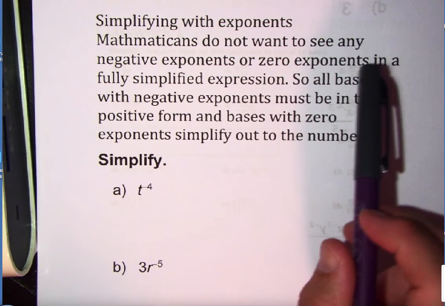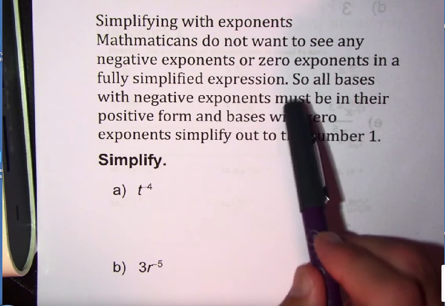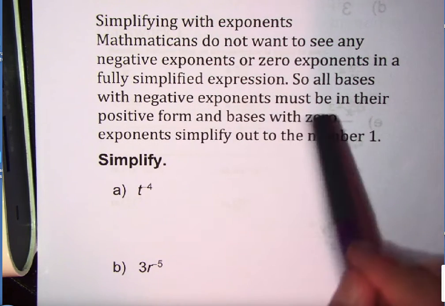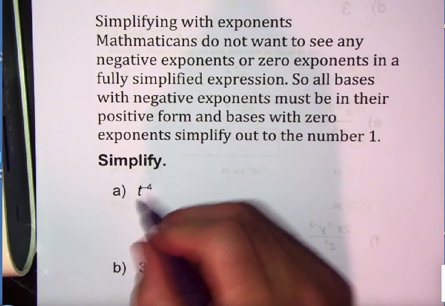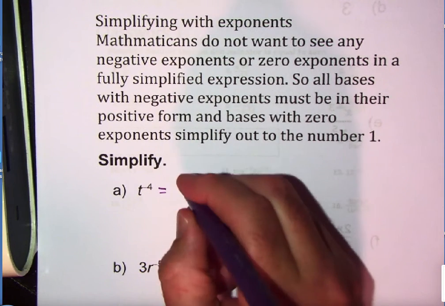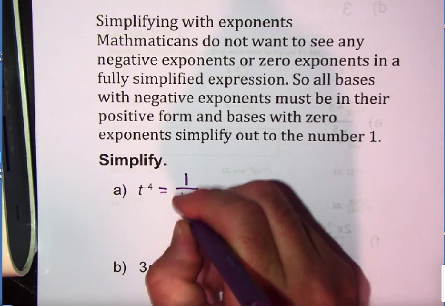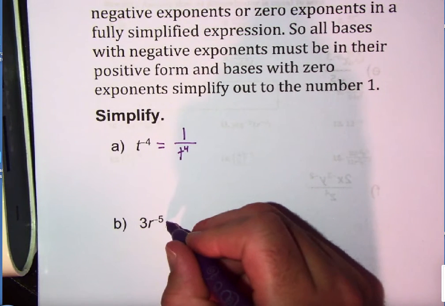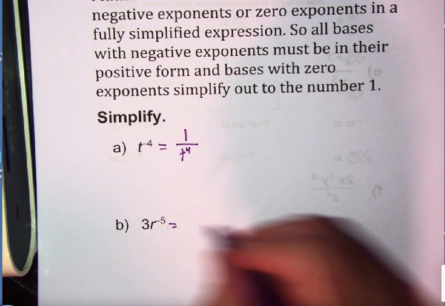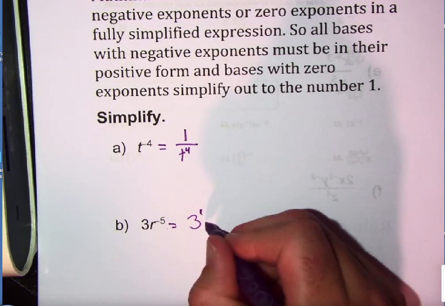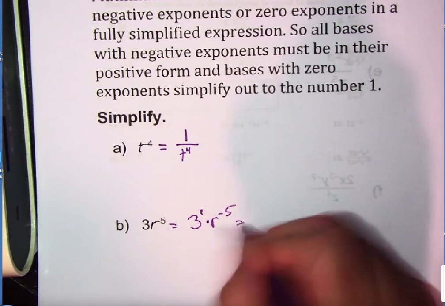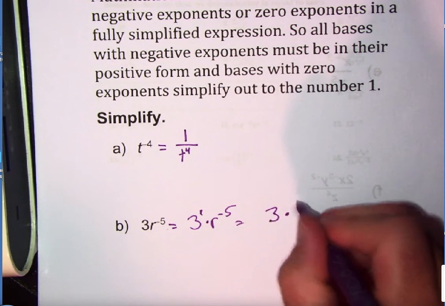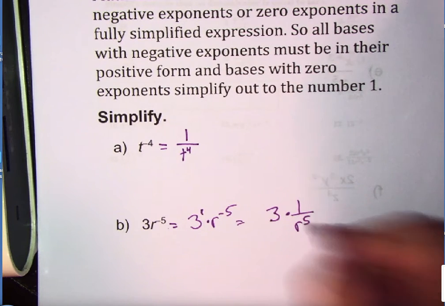So all bases with negative exponents must be in their positive form, and bases with a zero exponent must simplify out to be the number 1. So 10 to the negative 4th is not simplified. We have to write it as 1 over 10 to the 4th. 3r to the negative 5th, well, 3 has an exponent of 1 times r to the negative 5th. So 3 is actually okay, but it's r to the negative 5th. We have to write it as 1 over r to the 5th.